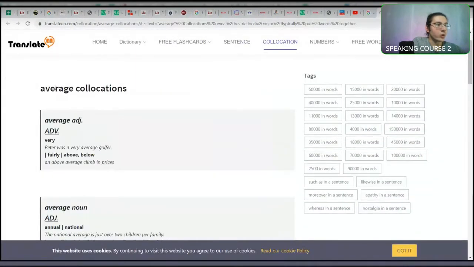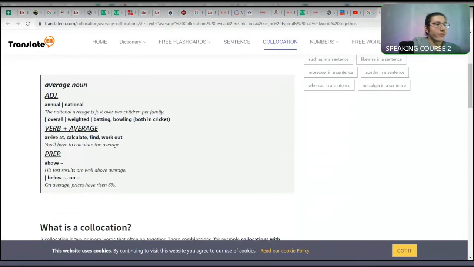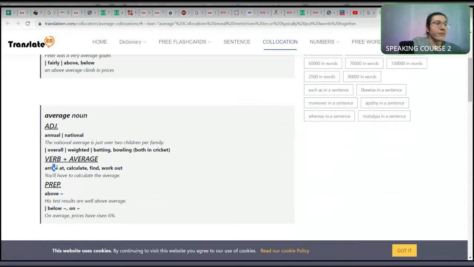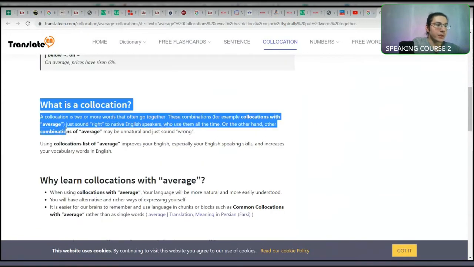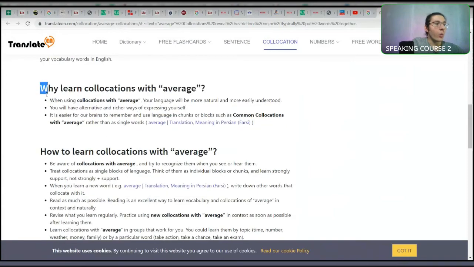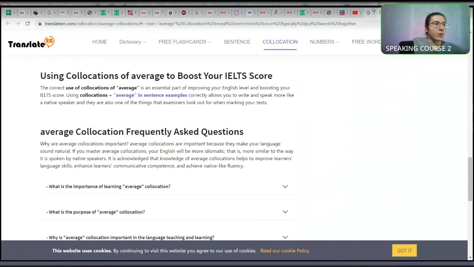So average collocations. Average, adjective: very average, fairly average, above average, below average. And here are some examples. Average, noun: annual average, national average. Verb plus average: arrive at the average, calculate the average, find the average. Preposition: above average, which is a very cool preposition. Here are some explanations of the word collocation, why learn collocations, how to use collocations. Simple, easy.